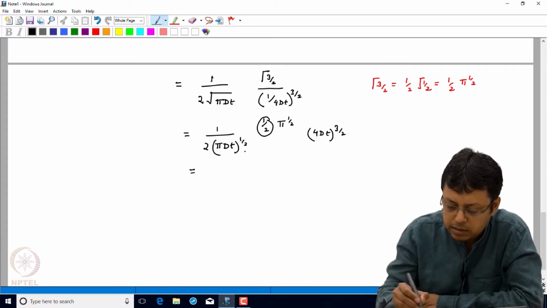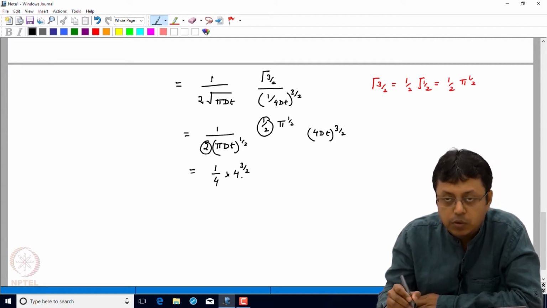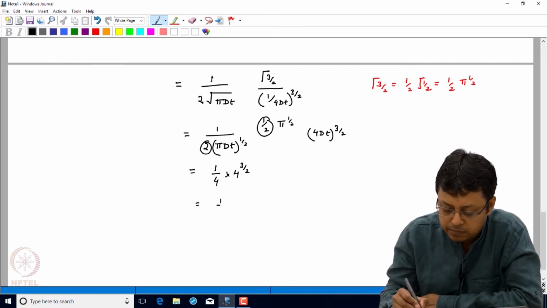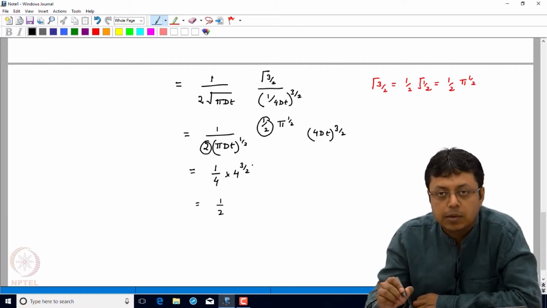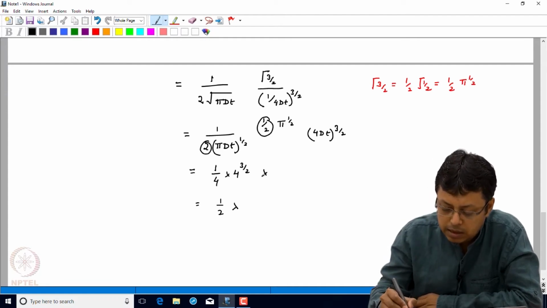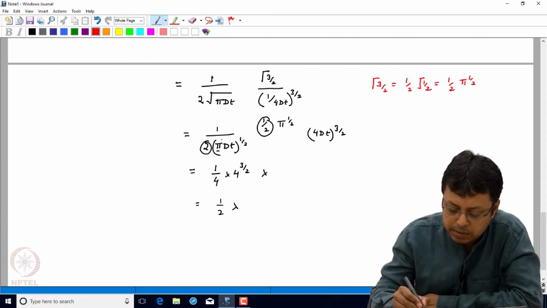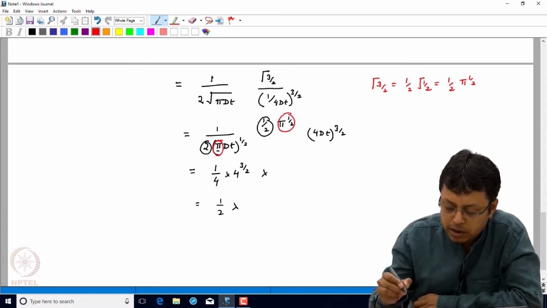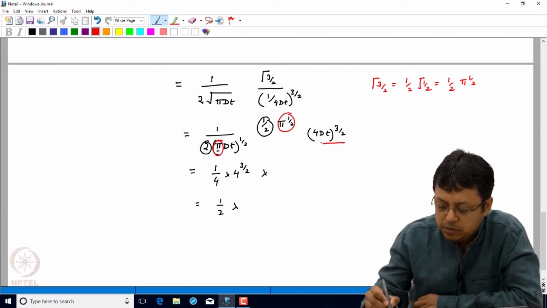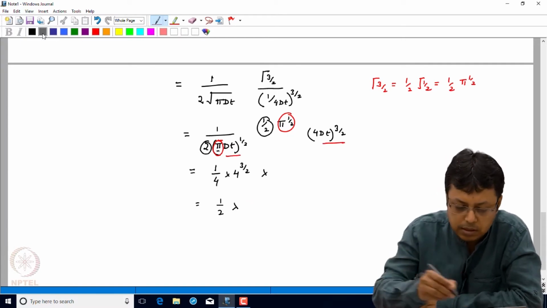Let me actually rewrite it once again. So what I have 1 and 2, so I'll have basically 1/4 times 4 to the power 3 by 2. So together I'll get a half, because 4 to the power 3 by 2 is nothing but 8. 8 by 4 is half, and then look at the pi's. Pi's will get cancelled because it's pi to the power half, and here pi to the power half, it will get cancelled. Now I have dt to the power 3 by 2 and dt here. So what I will have is just simple dt here.